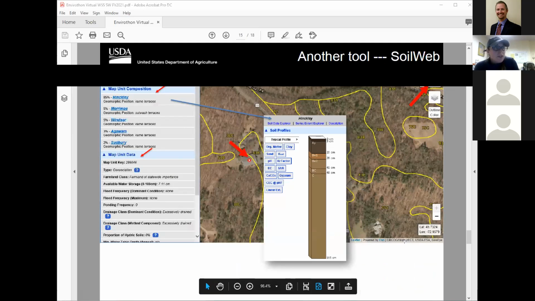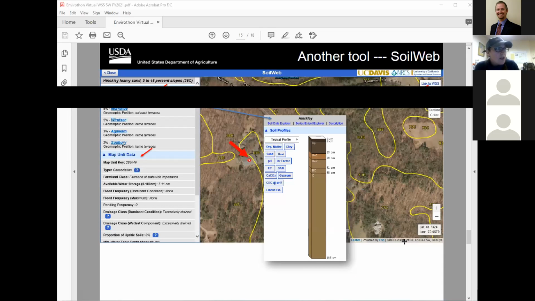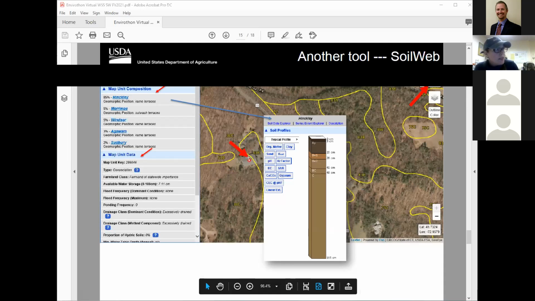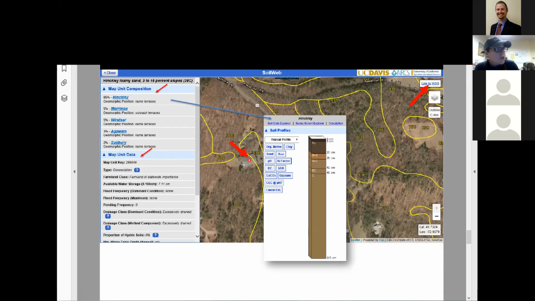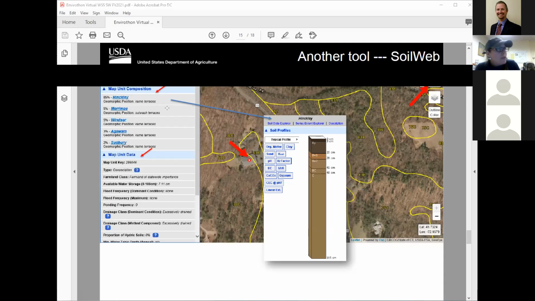So another tool you can use is called Soil Web. I kind of like this one just to look around and scroll around the map. And then you can hit on an area. So I hit this little red dot, here's where I selected within this 38C map unit, and it'll give you the name up top. It says Hinckley Loamy Sand, 3 to 5% slopes, 38C. It'll give you the map unit composition, and it'll give you some more map unit data.